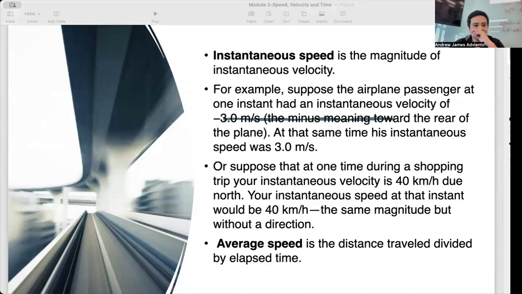Instantaneous speed refers to the speed of an object at a specific moment in time. For example, if you look at the speedometer of a car, the value you see is its instantaneous speed. Even though velocity includes direction, instantaneous speed only considers the magnitude, or how fast the object is moving, regardless of its direction.